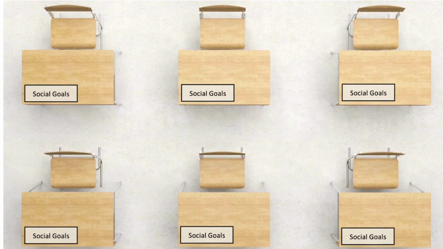Strategy number 1. Social goals. Now, I use this in my classroom alongside reading and math goals, and I tape it directly to the student's desk or keep it in their binder, depending on what type of organization system I'm using for that year. Now, this system is really simple.